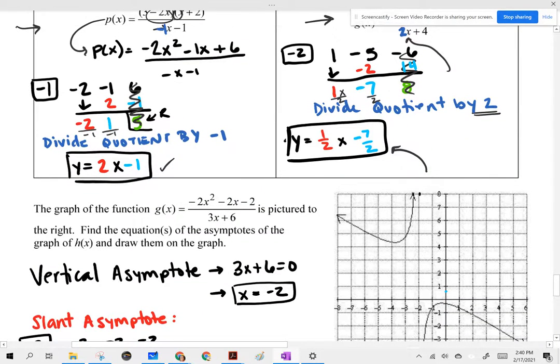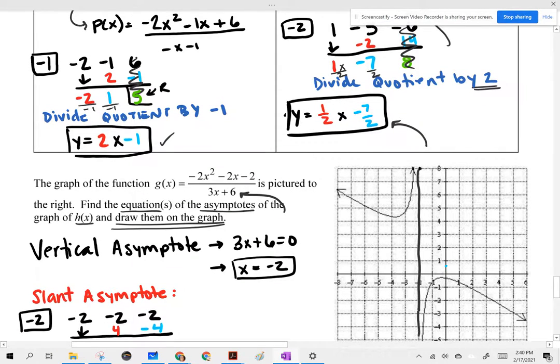So let's take a look at h of x. This is the graph, right? We're supposed to find the equations of the asymptotes of the graph h of x and then draw them on the graph. The easiest one to do is the vertical asymptote, which says to set the denominator equal to 0 and solve. So you can see that x equals -2. I am going to go ahead and draw my vertical asymptote. Now the question is, is it going to be a slant or horizontal? Well, compare the degrees. The numerator's degree 2 is exactly 1 more than the denominator's. So that means I'm going to have a slant asymptote.